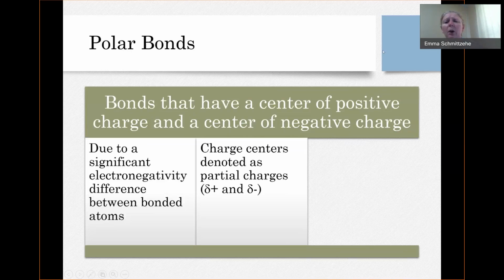Now, when we have those charge centers, the atom that is partially positive and the atom that's partially negative, we will actually label those. Sometimes, if we're trying to stress that this is a polar bond, and we want to talk about how it's interacting with other molecules, then we may label it with a delta plus and a delta minus. The delta indicates that it's just a partial charge. So it's not a 1 plus, it's not a 2 plus, nothing like that. It's a partial positive charge on one end of the bond and a partial negative on the other end.